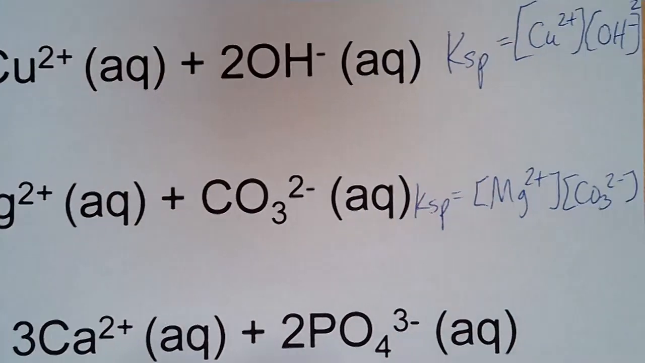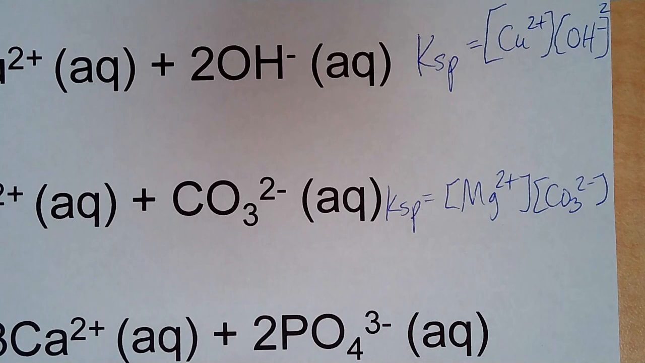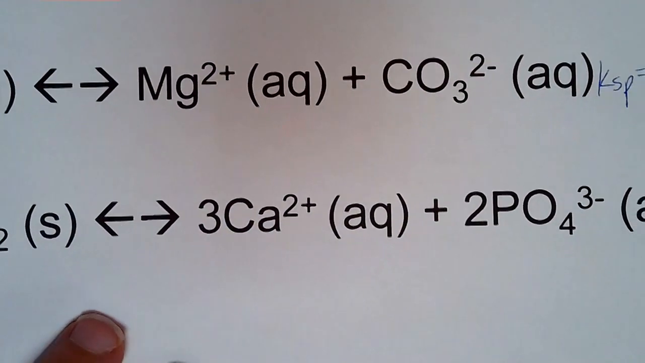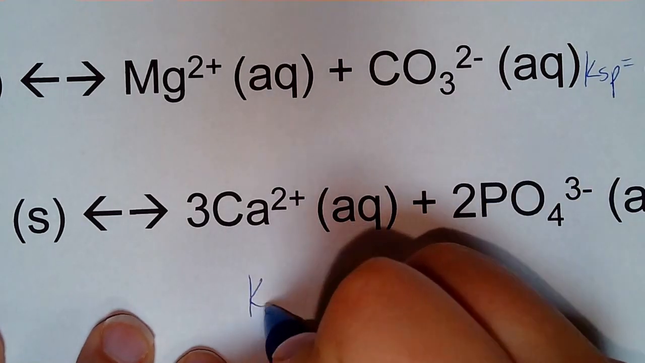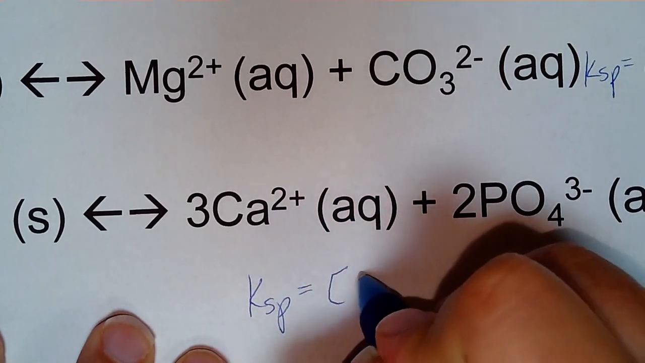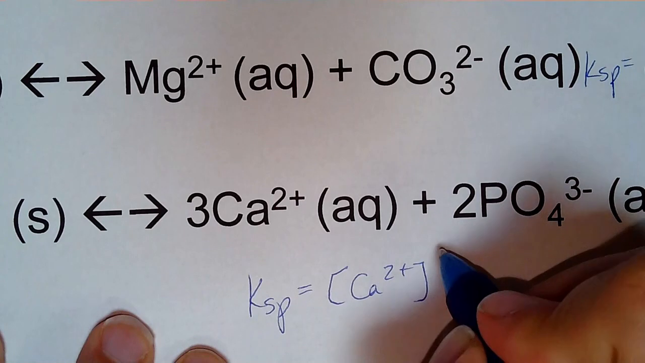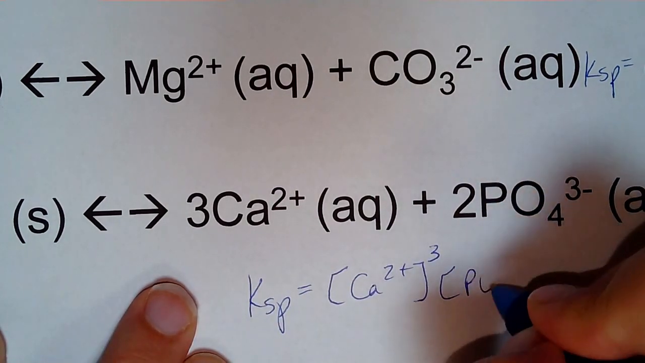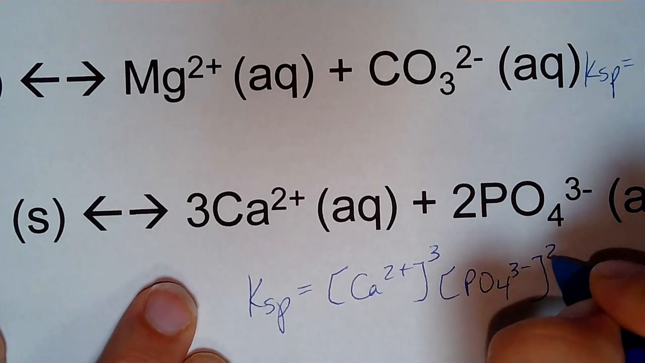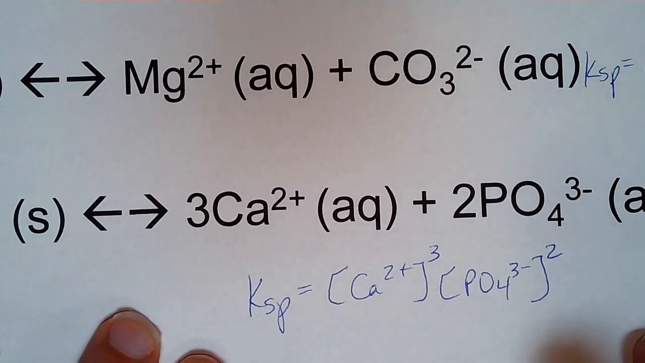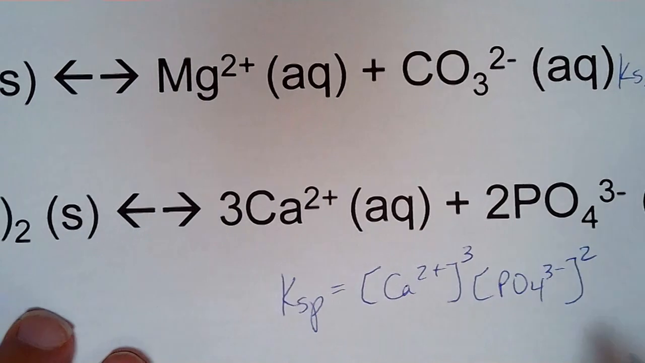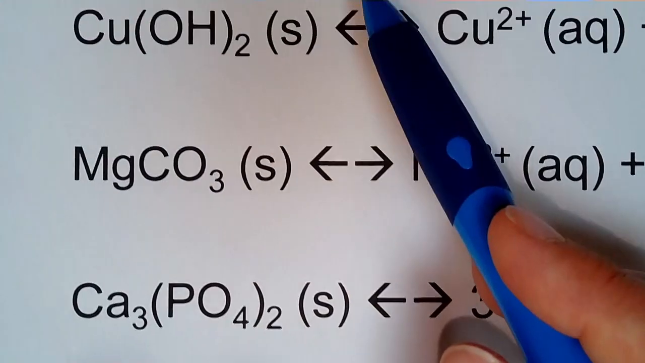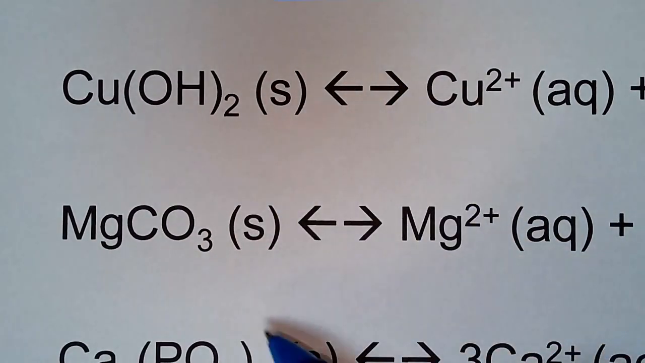But if my coefficients are not 1, I'm going to have calcium to the third power in this one because I have 3 of them, phosphate squared because I have 2. And we're leaving out the reactants, remember, because they're all solids. So I don't really have a ratio. For KSP, I just have the products multiplied together, raised to their coefficients.